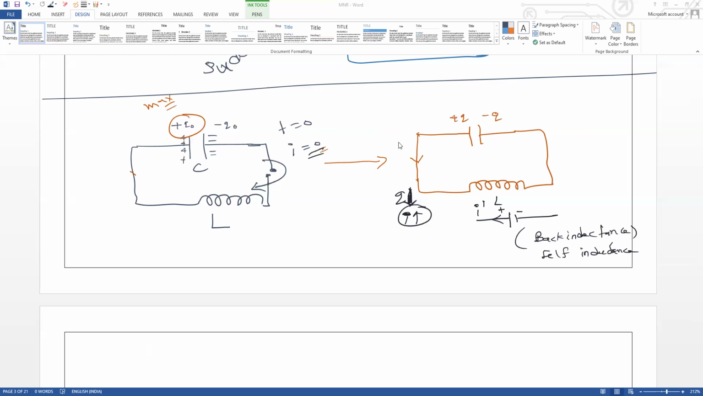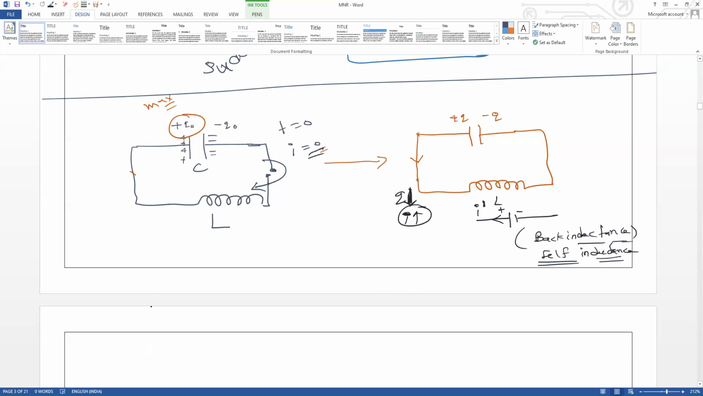So now what is happening? The charge is discharging, so it will become Q. Q naught becomes Q, decreasing. Charge is flowing, so charge is discharging, and then the current keeps on increasing. If the current is increasing in the circuit, our inductance will oppose the increase. So the self-inductance will act opposite, that is back EMF will take place. That is the induced current, I naught, I dash.